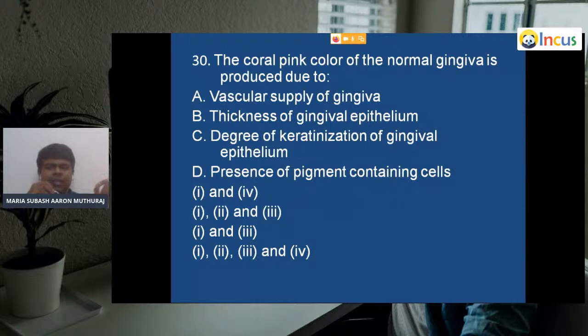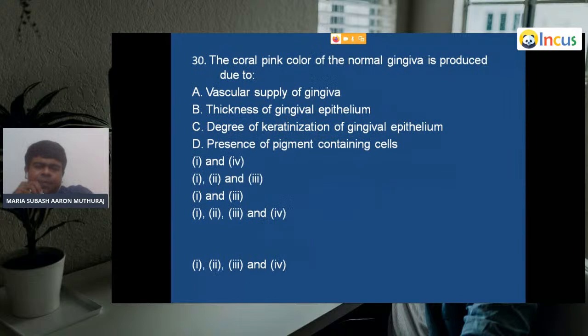The presence of pigment containing cells: when there is an increase in melanin pigment, the coral pink color will be affected. The vascular supply of the gingiva, the thickness of the gingival epithelium, the degree of keratinization of the gingival epithelium, and the presence of pigment containing cells all lead to the coral pink color of the normal gingiva. The option will be 1, 2, 3 and 4.